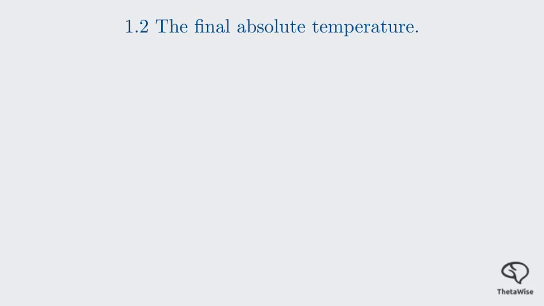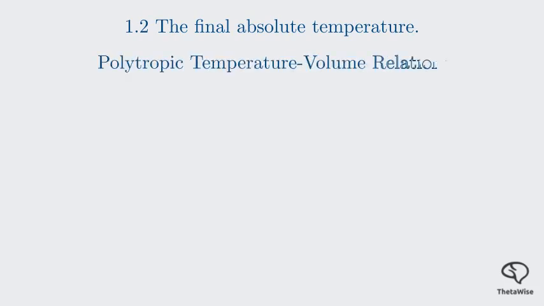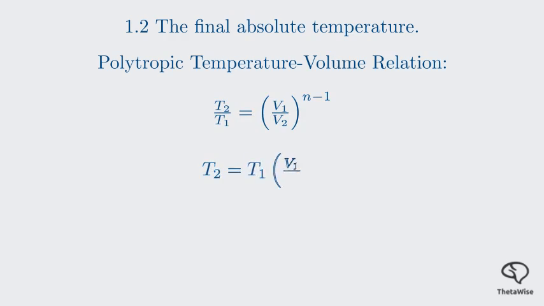Let's move on to part 1.2, which requires us to calculate the final absolute temperature, T2. The question is, find the final absolute temperature. Similar to volume, the temperature and pressure in a polytropic process have a specific relationship. The relationship is T2 over T1 equals V1 over V2, all raised to the power of n minus 1. We need to solve this for T2. Multiplying by T1, we get the formula for the final temperature. T2 equals T1 times the ratio of the volumes raised to the power of n minus 1.